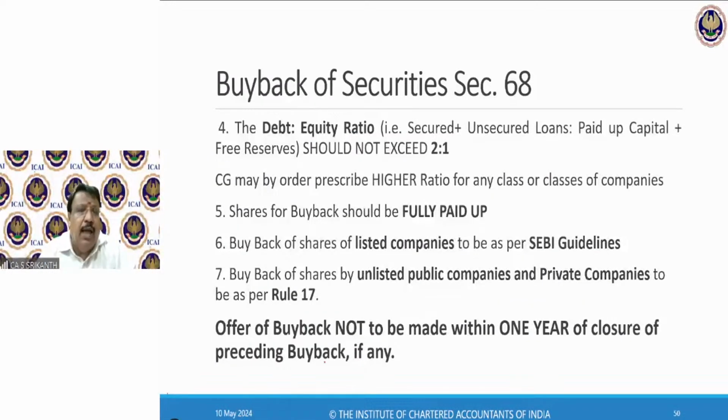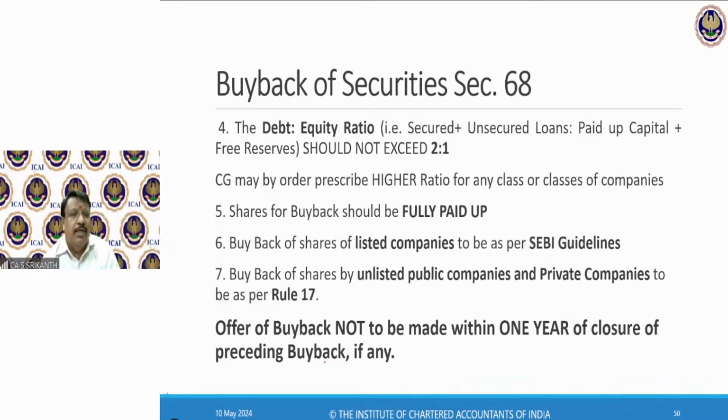In addition to this, after the buyback, the debt to equity ratio in the company cannot go beyond 2:1. The debt to equity ratio should be maintained at 2:1. And in some cases, you can go for a higher ratio, but that is only for public sector undertakings. Rarely will the central government give it specific to one company. They will give it for a class of companies, but not specific to one company.